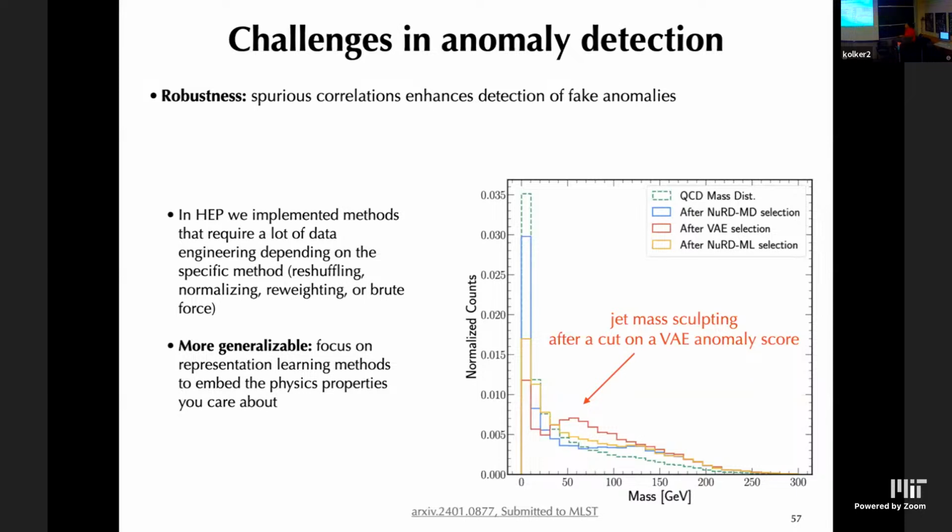So in high-energy physics, we implemented methods that require a lot of data engineering, depending on the specific method. This can be reshuffling, normalizing, reweighting, or sometimes brute force or adversarial training. We see that typically these methods affect the performance. So it would be nicer to have a more generalizable way of obtaining this type of robustness, eventually focusing on representation learning methods to embed the physics properties that we care about, rather than these spurious effects.